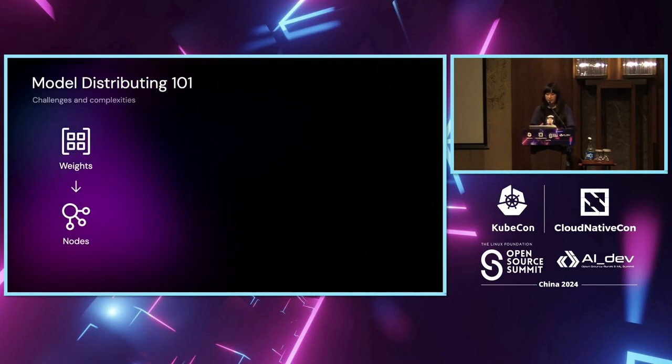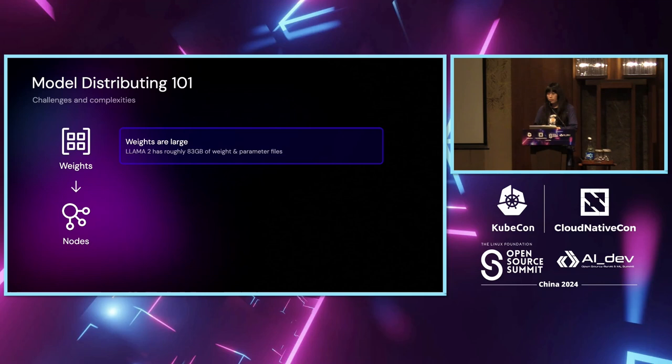Personally, I think there are limits or boundaries when distributing models. If we bundle all of these things into a single image, what will happen? The image will be large. And if every node needs to pull the image in order to bootstrap the container, then every node will initiate a huge file transfer.